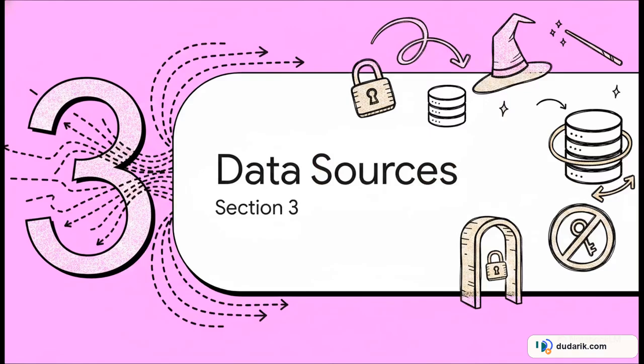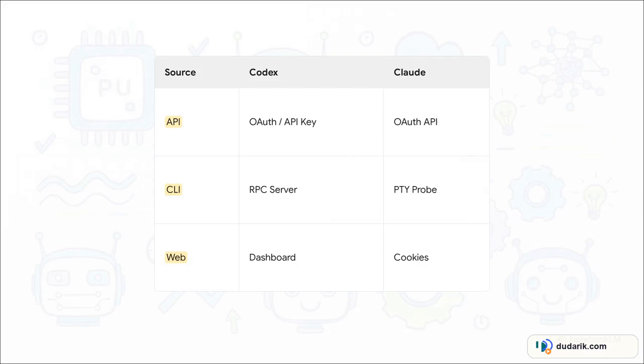All right, let's get a bit technical. Section 3, under the hood, data sources. You're probably wondering, how does it magically pull all this secure data without asking for my passwords again? Well, it's incredibly clever. CodexBar reuses the credentials you already have sitting on your machine. For OpenAI Codex, it defaults to reading OAuth tokens straight from your local auth.json file, or it taps into a local CLI RPC server. For Claude, it prefers the OAuth API, but it can actually fall back to reading browser cookies or probing via a headless CLI process. The takeaway here is that it securely piggybacks on your existing sessions.